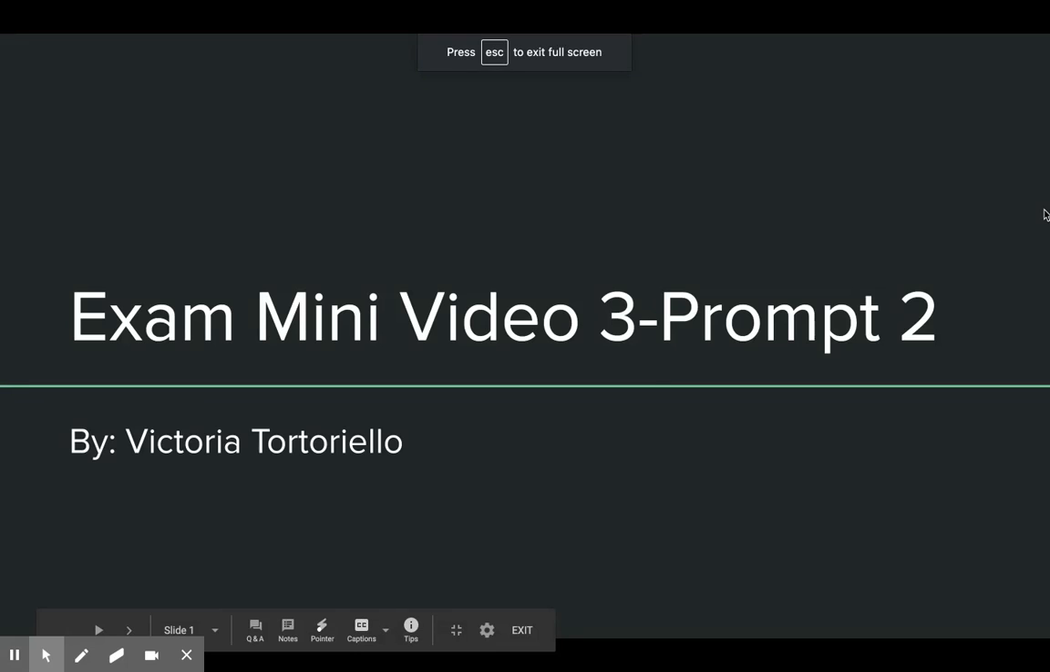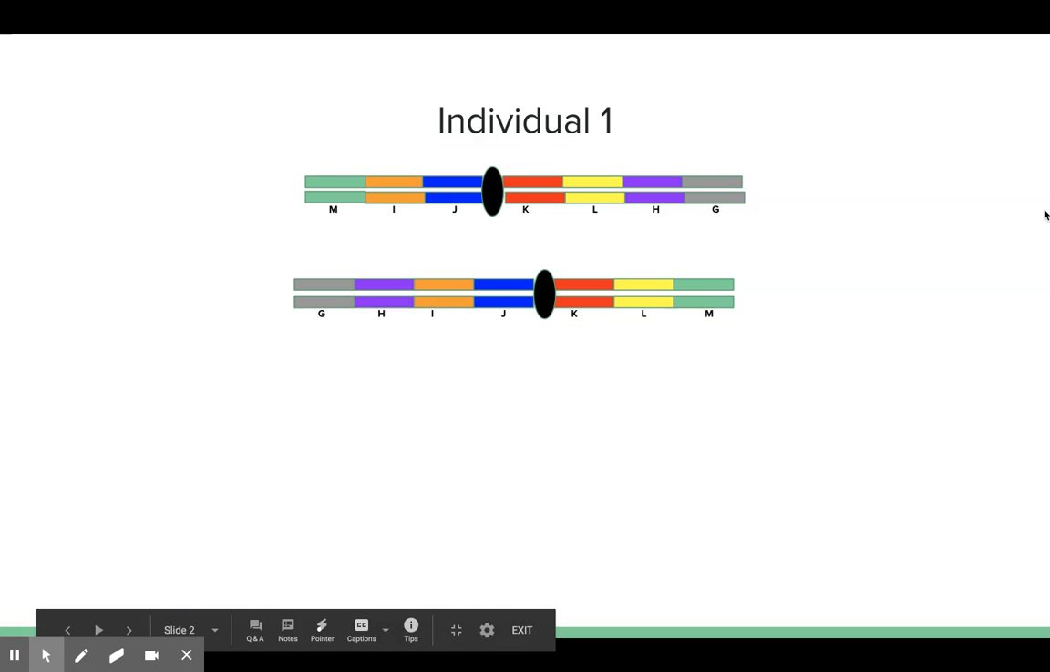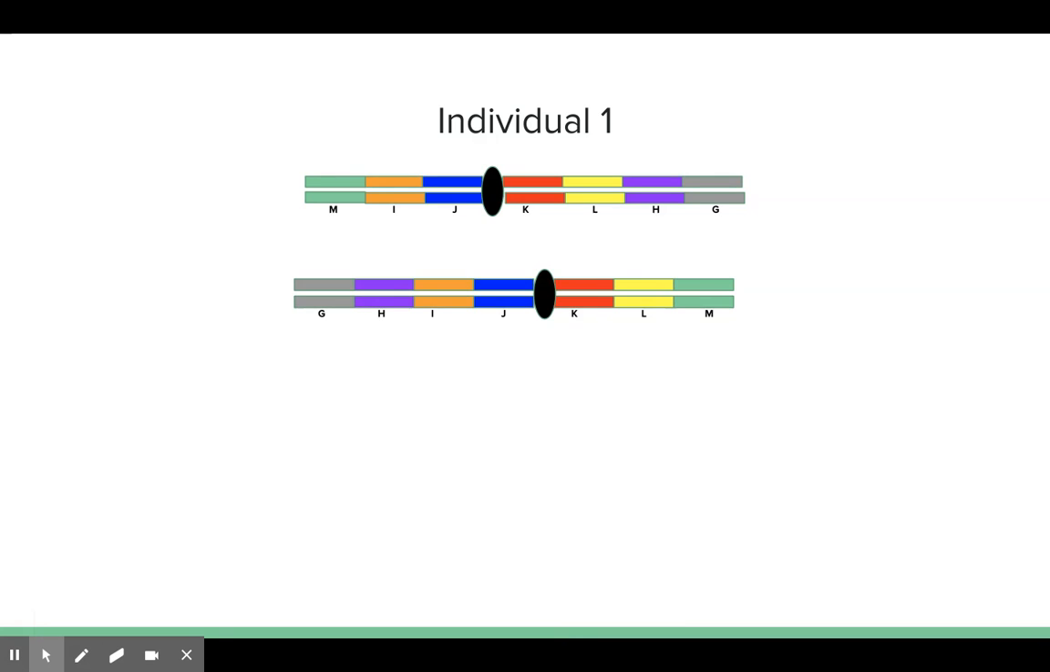I'm Victoria, and I'm going to be going over problem number 2. Here are the chromosomes given for individual 1. Before we are able to perform our crossover, we must first look for any chromosomal aberrations.